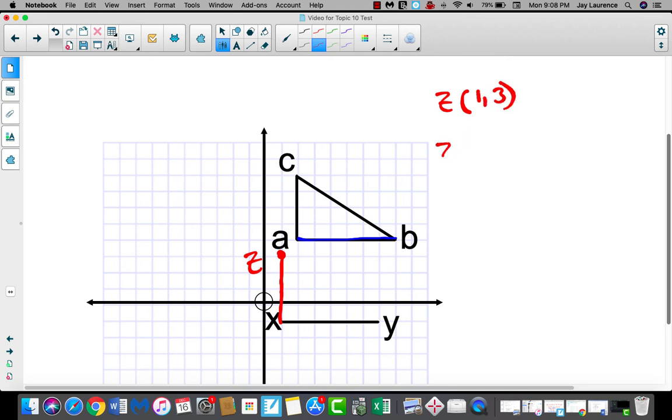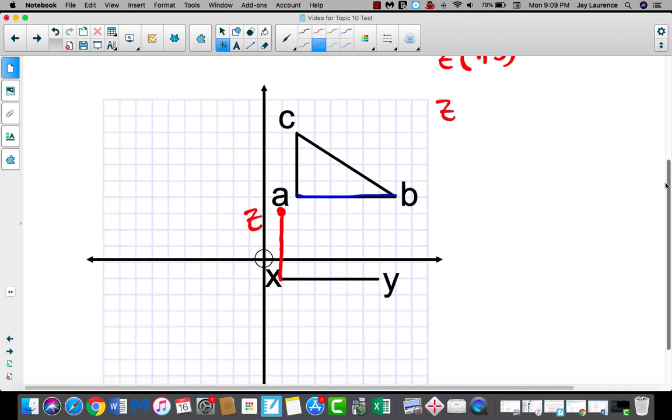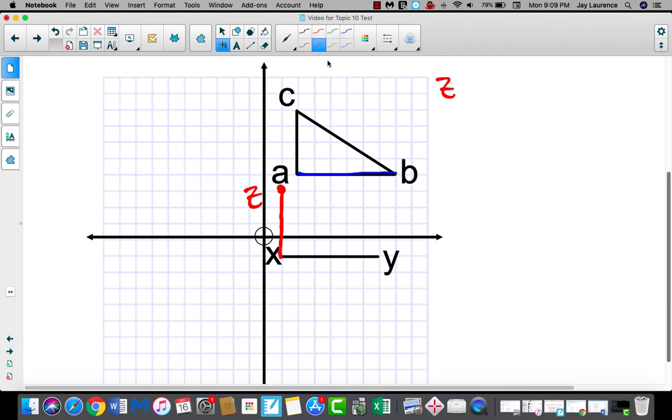A second possible answer for Z would be if it was pointed down the other way. So it could go from here and go down 4. We go 1, 2, 3, 4. See, that's another possible Z answer there. And that Z would be located at 1, 5. If I count down, it would be 1, and 1, 2, 3, 4, 5.